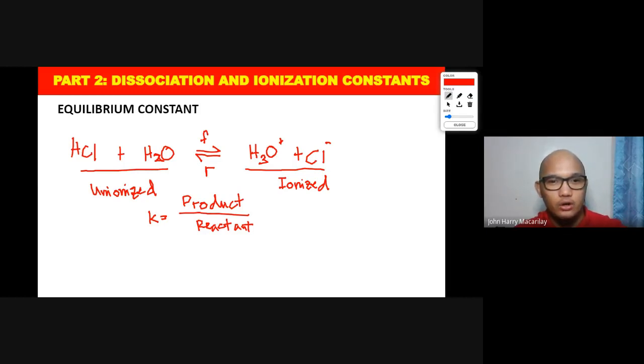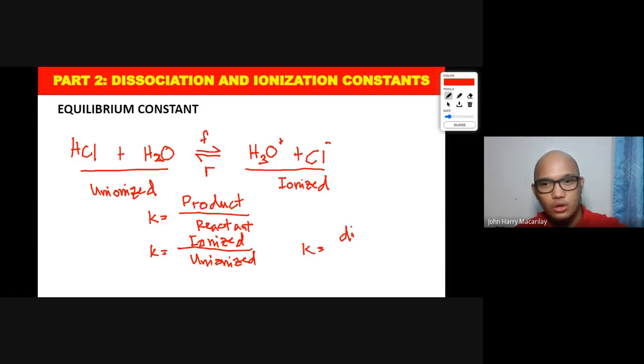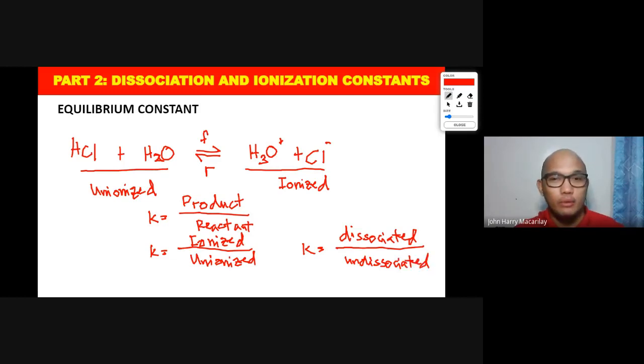So we can also write your equilibrium constant as ionized over unionized. Or we can also write it as dissociated over undissociated, if we relate it to dissociation. Okay? So that is your equilibrium constant.